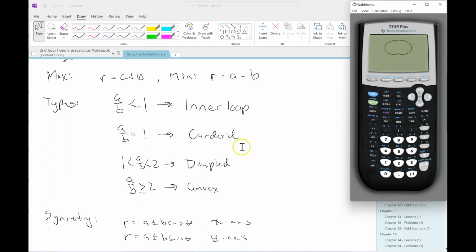Next one, I need it between 1 and 2. So let's make that one 3, and the other one will be 2. So this will be dimpled. There's my little dimple right there, like a dimple on a golf ball. It's like a little indent. Golfers, you know that? They're dimples. And the last one would be convex. So I make that one 2 and this one 1. And it just kind of looks like a circle, right? It's all convex.